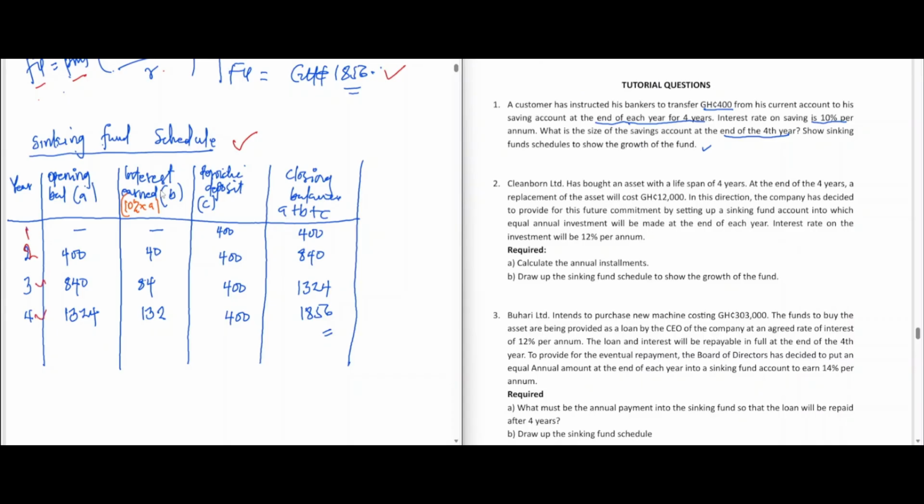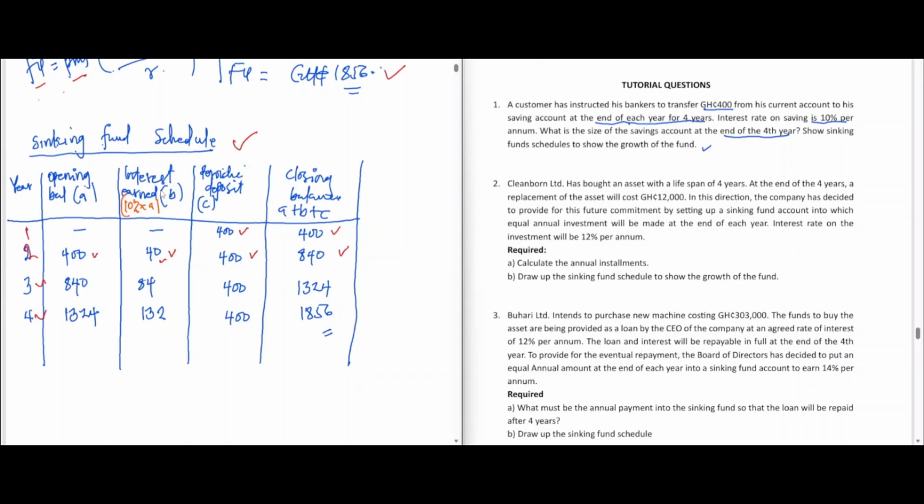We know the deposits are to be made at the end of each year. So at the end of year 1, we deposit 400 Ghana cedis, which gives a closing balance of 400 Ghana cedis. This becomes the opening balance for year 2. The interest at 10% on the opening balance of 400 is 40 Ghana cedis. We also make another deposit of 400 Ghana cedis. Adding 400 plus 40 plus the 400 deposited for year 2, we get a total closing balance of 840 Ghana cedis.